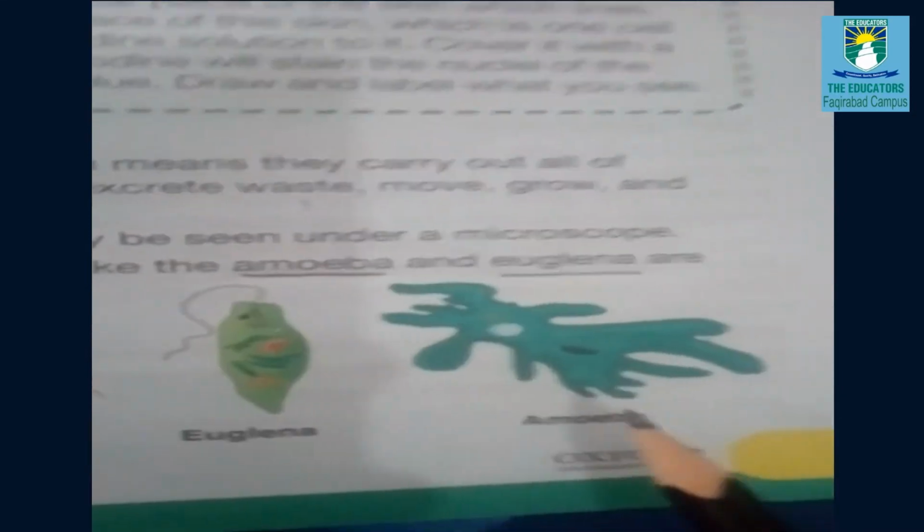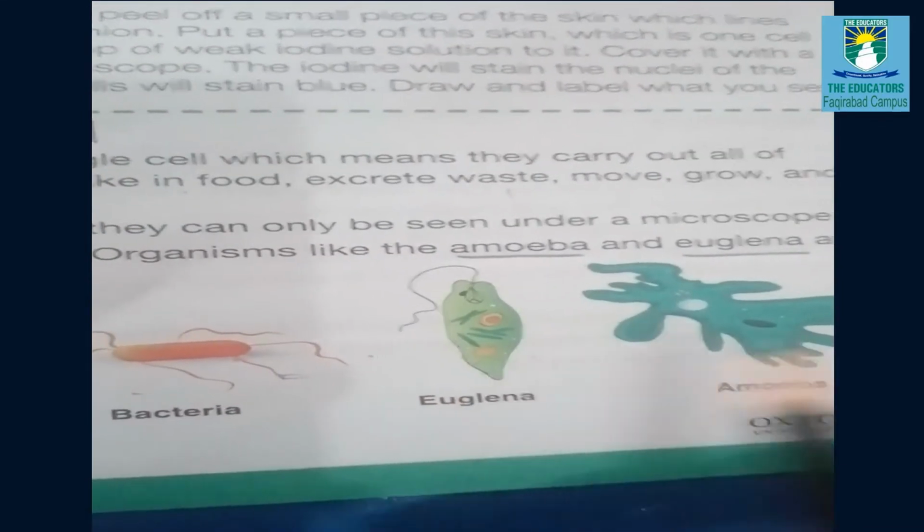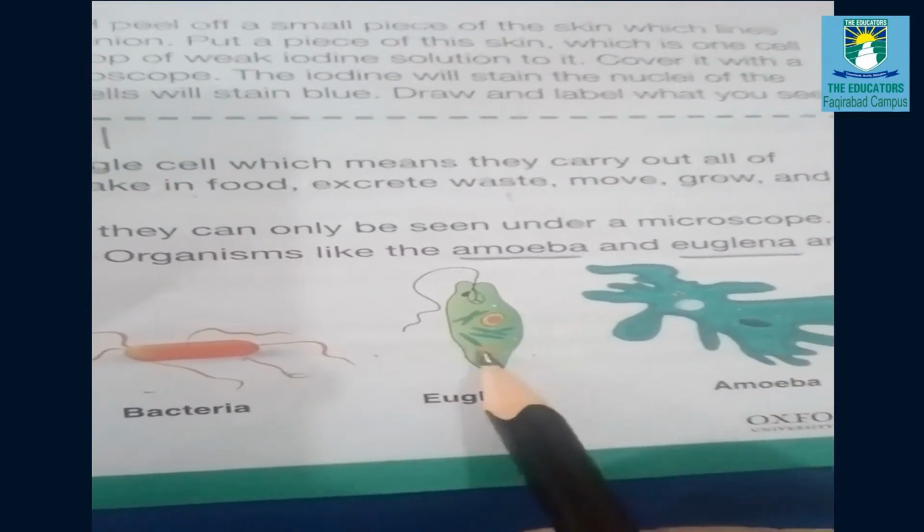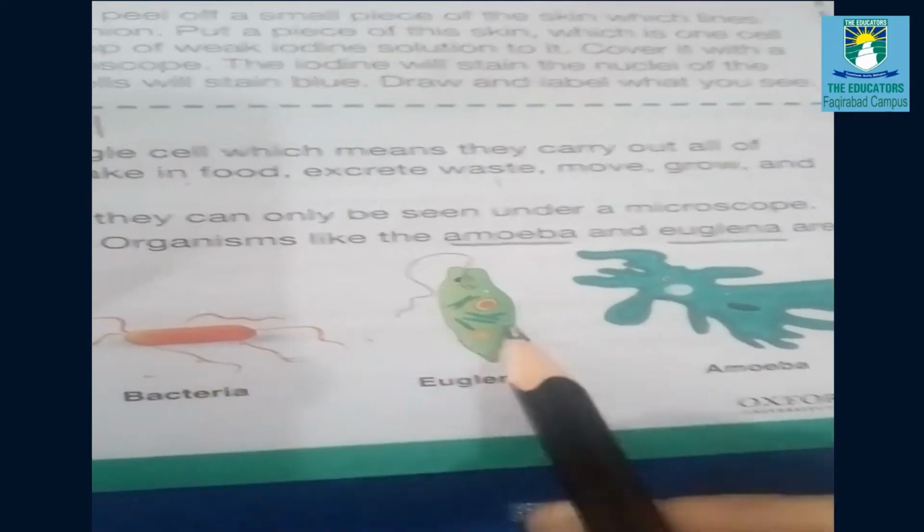Look at this picture. It's a picture of bacteria. It's a picture of euglena. It's a picture of amoeba. These three are unicellular. Keep it in mind. Unicellular means single cell. Turn the page, page number 4.